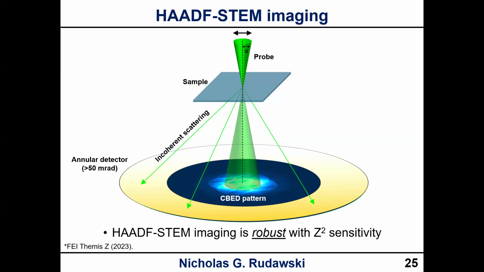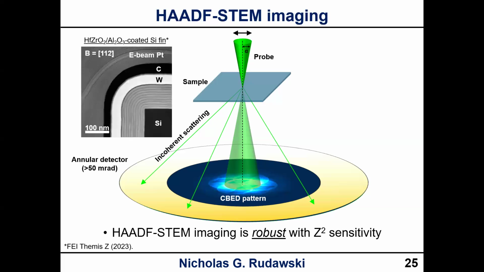Those are two really big advantages of HAADF-STEM if we compare it to high-res imaging, which we're going to see an example of very shortly. If we look at a nanoscale example, this is a hafnium zirconium oxide and alumina coated silicon fin. This is a HAADF-STEM image, so you can see all the different layers clearly delineated, because we have the Z-squared sensitivity and a lot of variation in the Z with all these different layers present here.